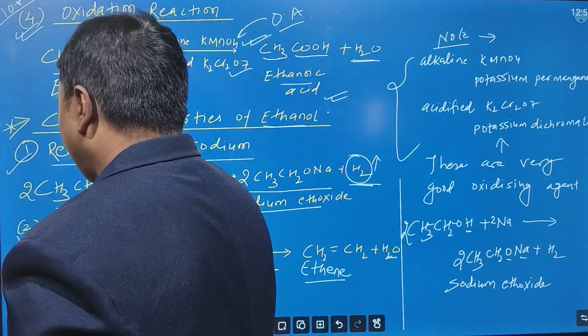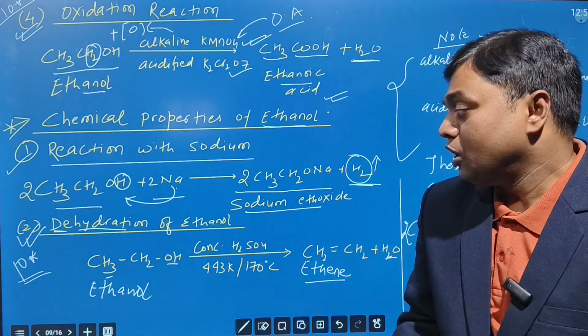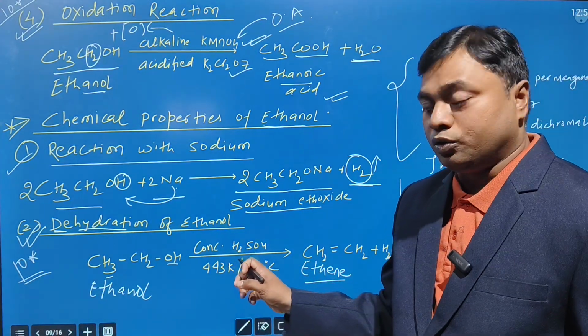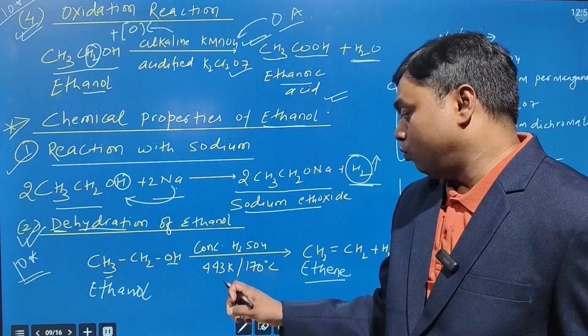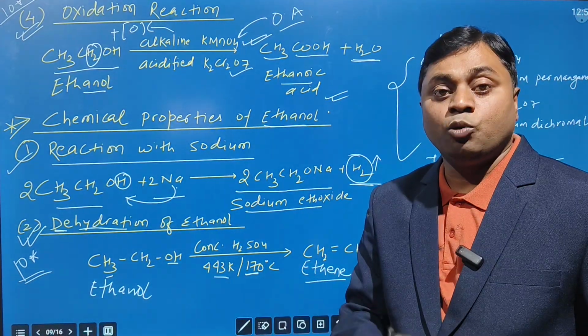Dehydration reaction. This is also very important. This is also a 10 star question. What happens in case of a dehydration reaction? Whenever concentrated H2SO4 is added to ethanol at 443 Kelvin or 170 degrees Celsius, it loses one molecule of water.